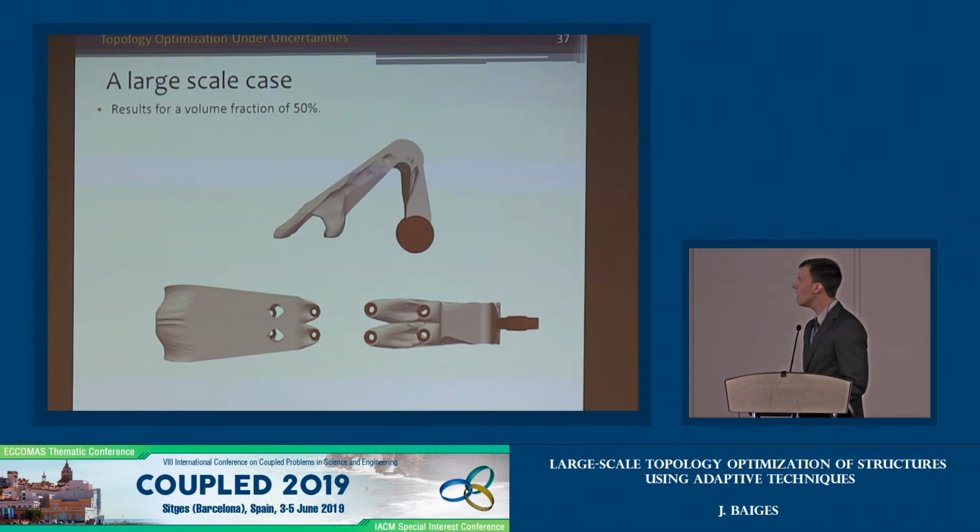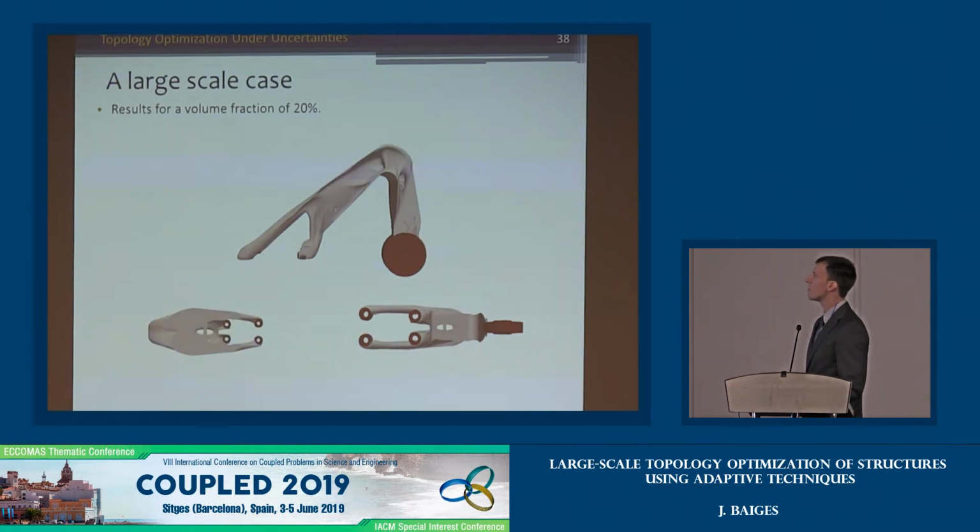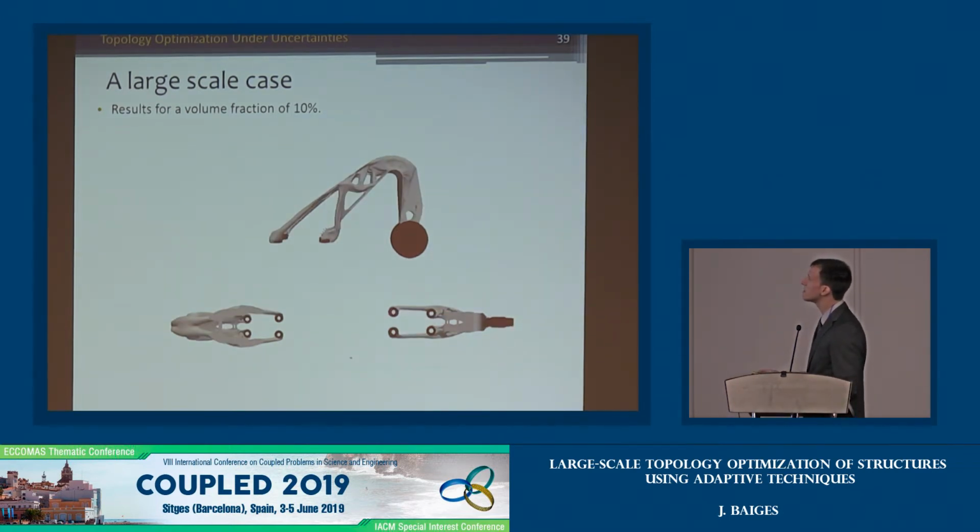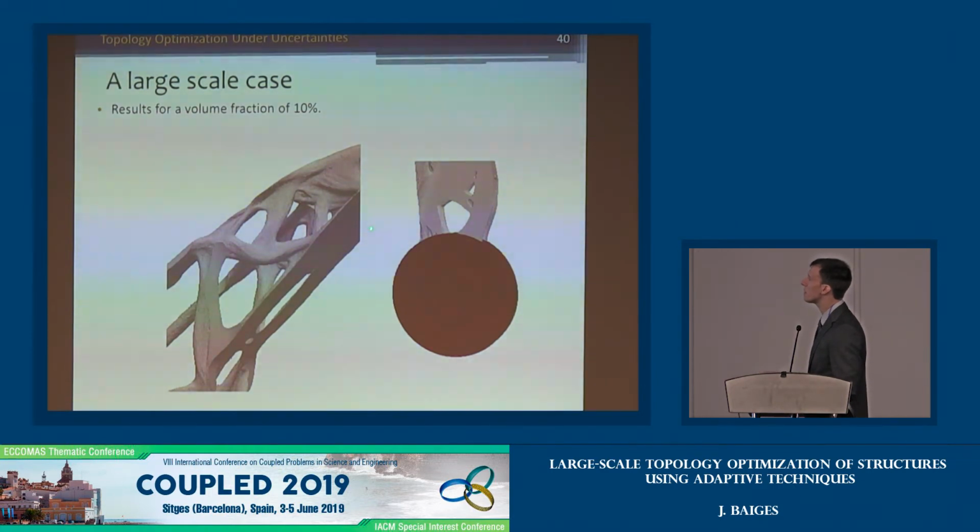Okay? So these are the results for a volume fraction of 50%, and we can see how our adaptive mesh refinement allows us to capture a lot of details of the geometry of the resulting topology. These are the results for a volume fraction of 20% with more details here. And finally, these are the results for a volume fraction of 10% where we obtain very slender structures here. And if we take a look at the details, we were quite happy because we obtained these bone-like structures which are structurally optimized for this random loading.